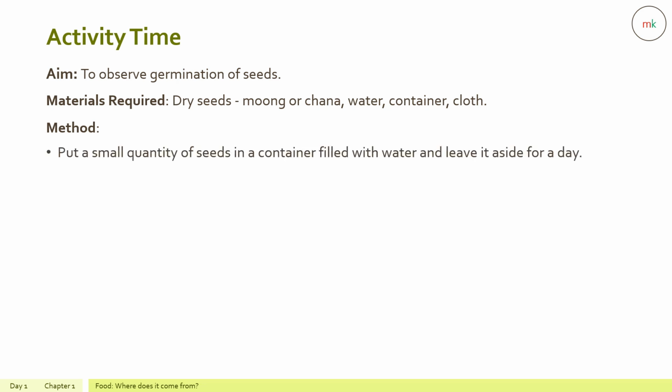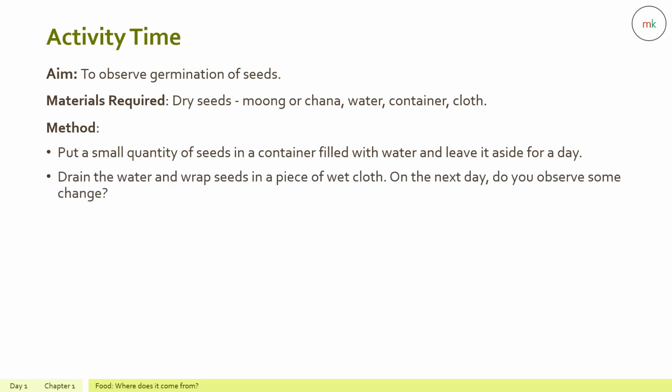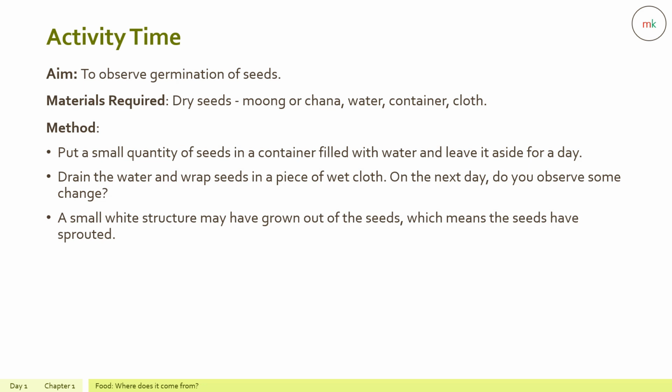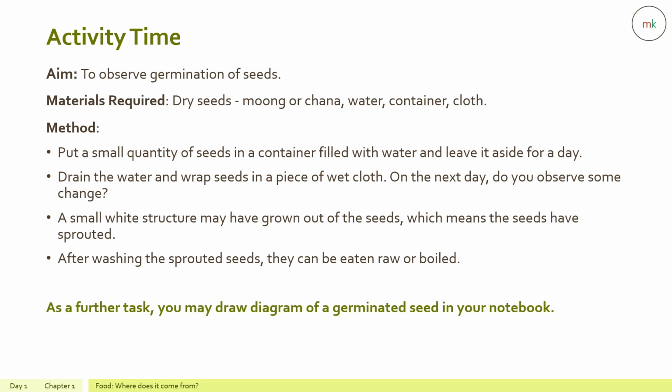Put a small quantity of seeds in a container filled with water and leave it aside for a day. Drain the water and wrap seeds in a piece of wet cloth. On the next day, do you observe some change? A small white structure may have grown out of each seed, which means the seeds have sprouted. After washing the sprouted seeds, they can be eaten raw or boiled. As a further task, you may even draw a diagram of a germinated seed in your notebook.